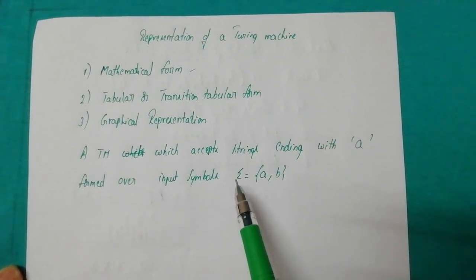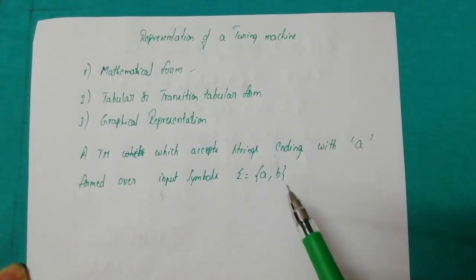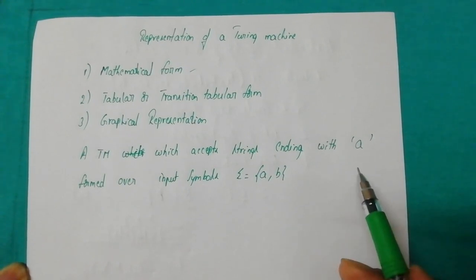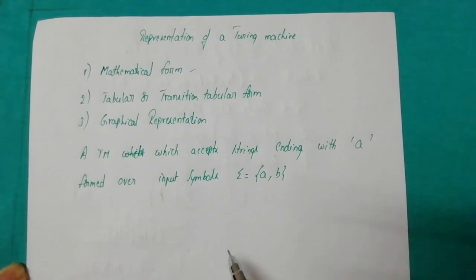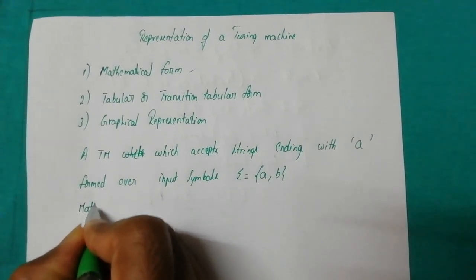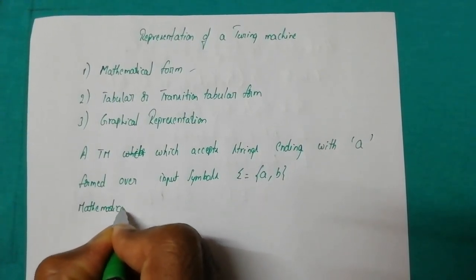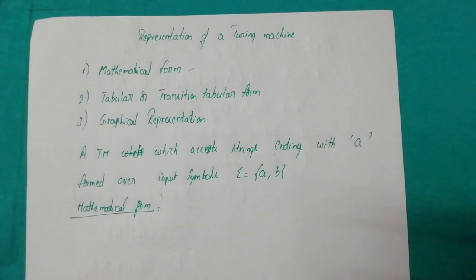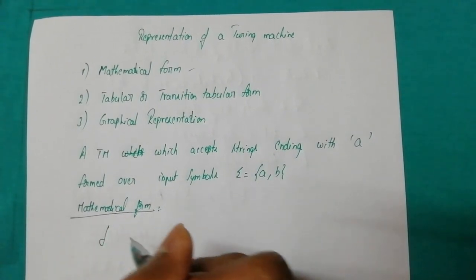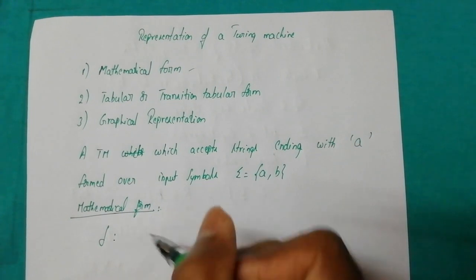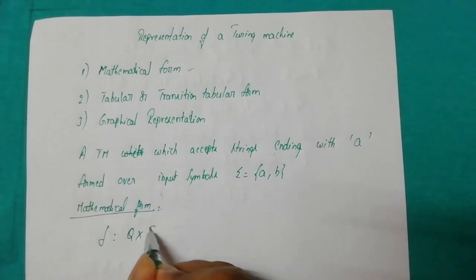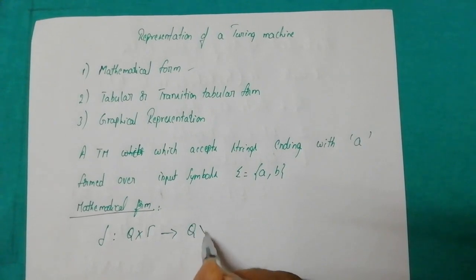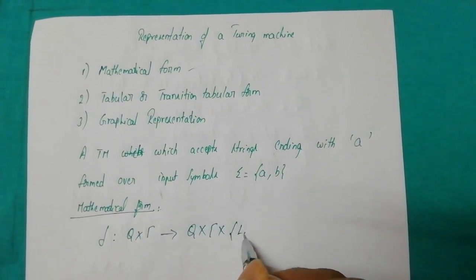Consider an example. In this we are going to design a Turing machine which is going to accept set of all strings that are ending with character A. And the input symbols are given as sigma is equal to A comma B. First, mathematical form is defined by the following transitions. Let us assume that the initial state is Q0. We know that transition function is defined as it is a mapping from Q cross tape symbols to Q cross tape symbol and direction.